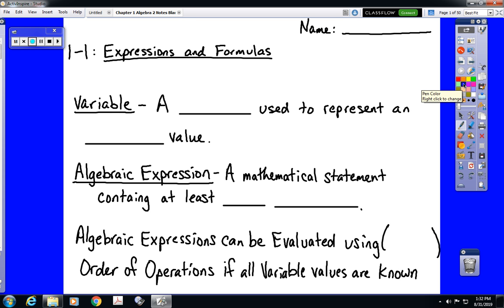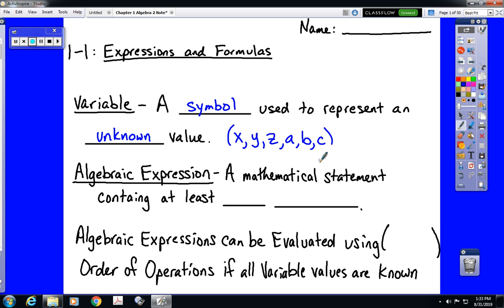A variable is defined as a symbol used to represent an unknown value. In algebra, we tend to use x, y, z, a, b, and c. It doesn't necessarily mean that we won't use other letters, but those are the ones we tend to use. Any of those could represent any unknown value. When we combine them with numbers, we create mathematical statements known as an algebraic expression. An algebraic expression is a mathematical statement containing at least one variable.